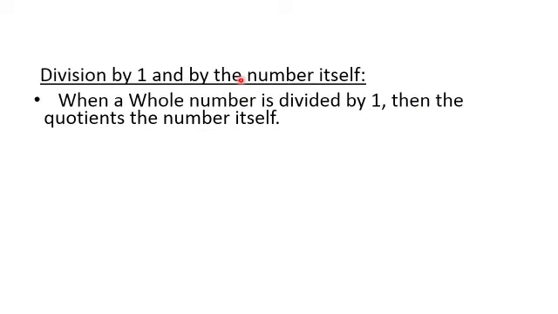Students, when you divide by 1 and by the number itself, let us see what will be your answer. You know whole numbers start with 0, right? 0, 1, 2, 3, all the numbers. When a whole number is divided by 1, then the quotient will be the number itself. For example, you take any number, students. When you divide by 1, what will be our answer? Same number. Here I have taken 3. 3 divided by 1 will be 3. So any number divided by 1 will be the same number.